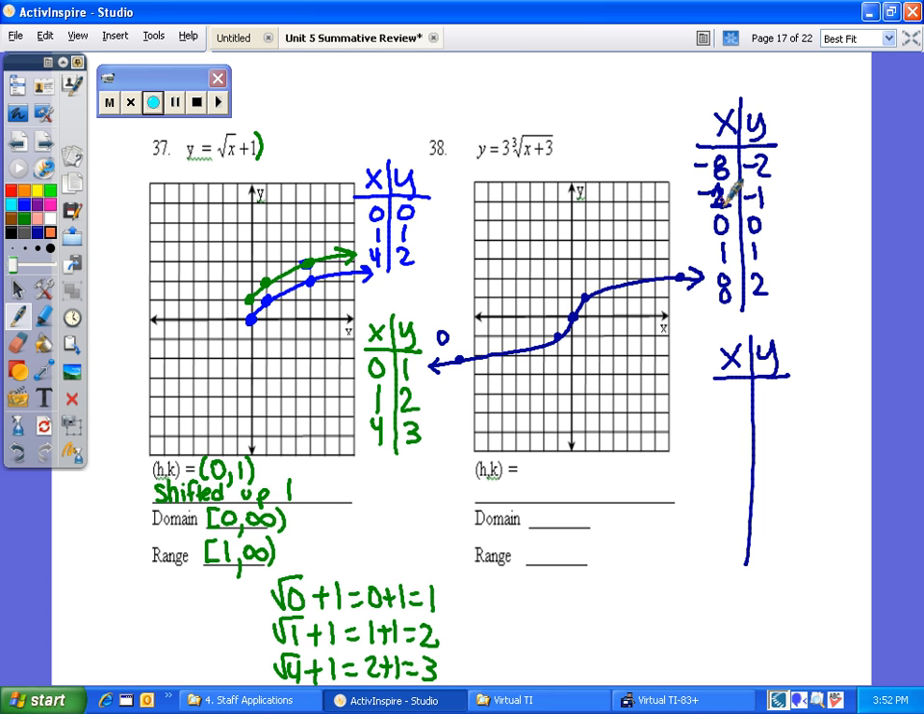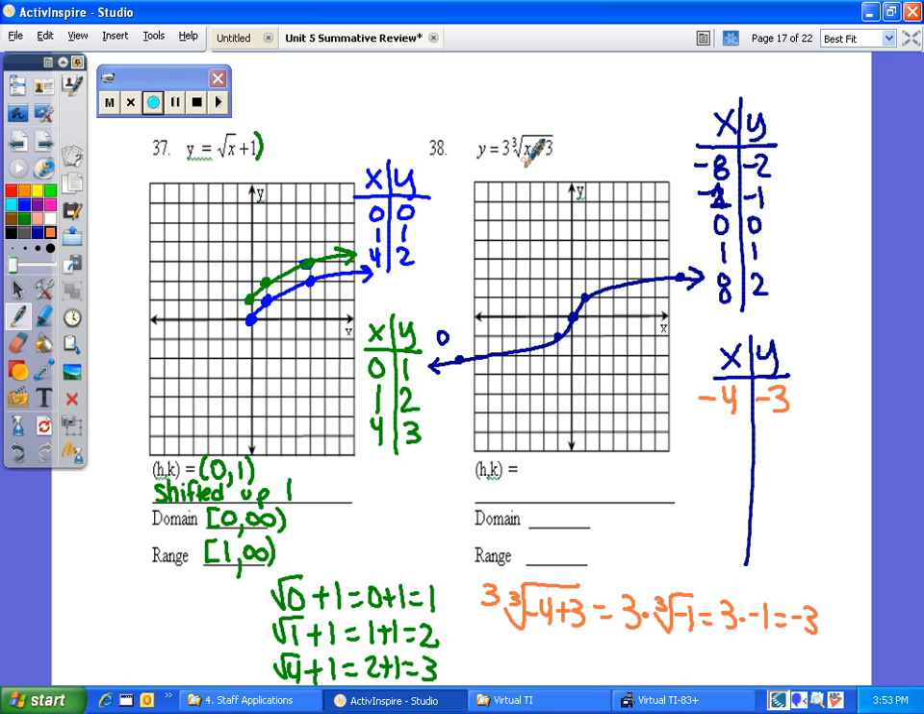Now I need negative 1. Well, negative 4 plus 3 is negative 1. So I can use that. So 3 times the cube root of negative 4 plus 3 equals 3 times the cube root of negative 1, which is 3 times negative 1. So our first answer is negative 3.